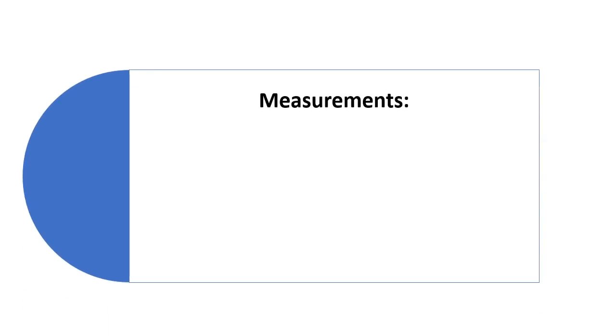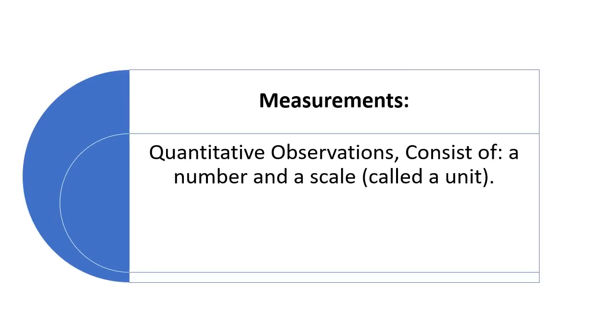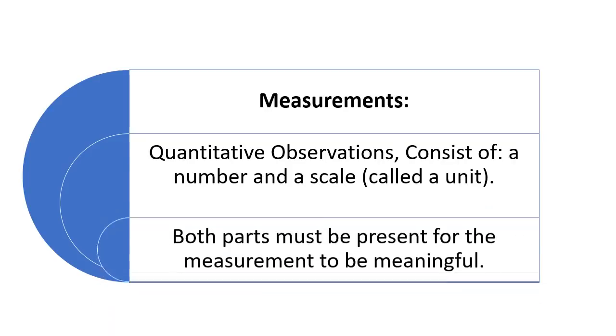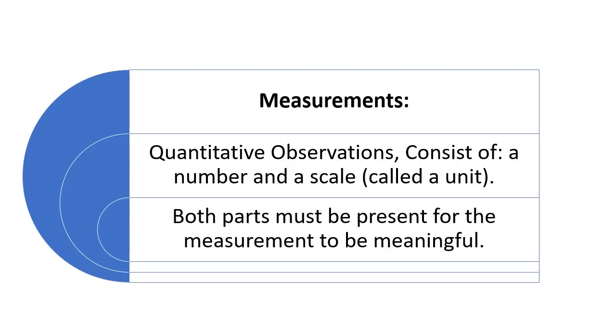In dimensional analysis, we are going to deal with measurements. Measurements are quantitative observations, and they consist of a number and a scale. Scale means unit. You need both parts, the number and the unit, to be present for the measurement to be meaningful. If you have a measurement, then it should consist of a number and a unit.